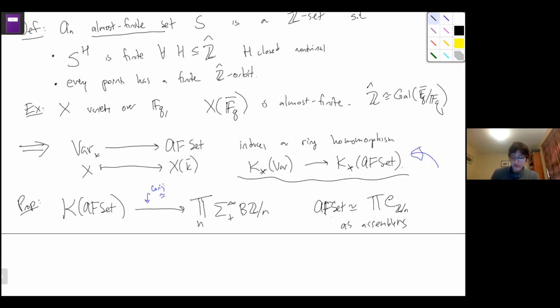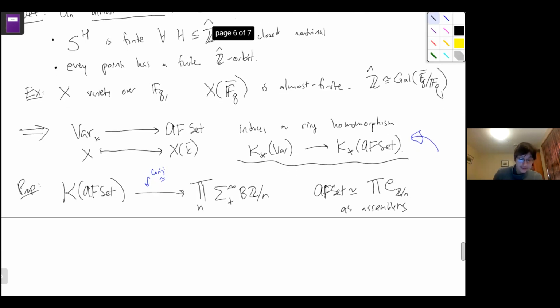So this is true as assemblers. And so what you'd really like is that the K theory commutes with products for assemblers as well. There's no reason to assume that it doesn't, because it does for exact categories and it does for nice Waldhausen categories. So morally speaking, it should for everything. But I don't know of a proof. Regardless, all we need is that we have this map. So now we get a map from K1 of almost finite sets to the product of Z mod 2 plus Z mod n.